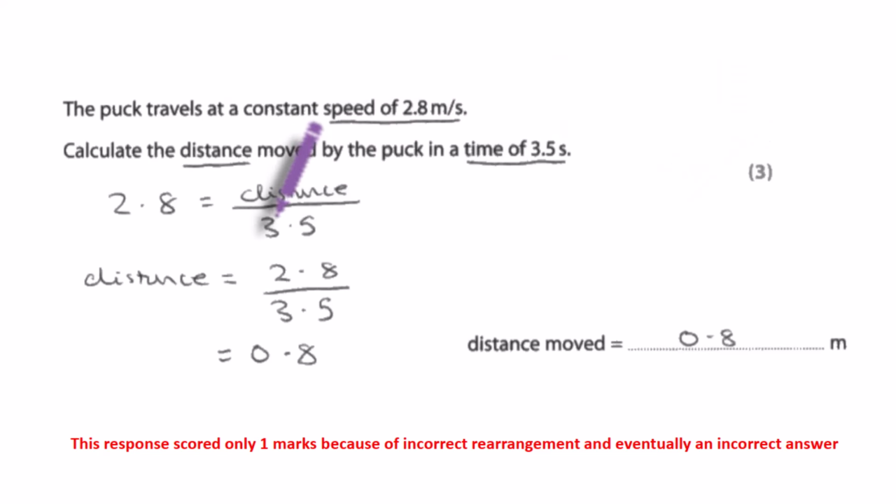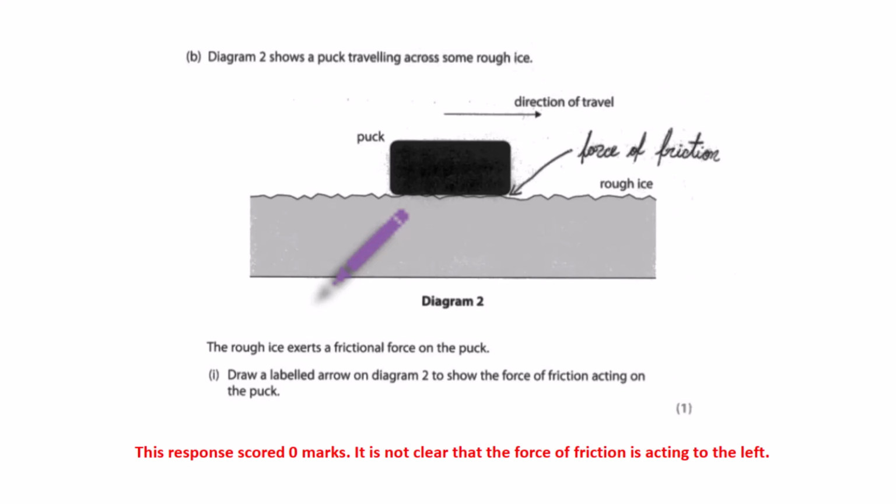And this student has made a substitution error, right? So distance should be speed multiplied by time. What they have done is divided by time. So this is a very common mistake. This response scored only 1 mark because of the incorrect rearrangement. Okay, so you have to be very careful while rearranging the values in your equation.